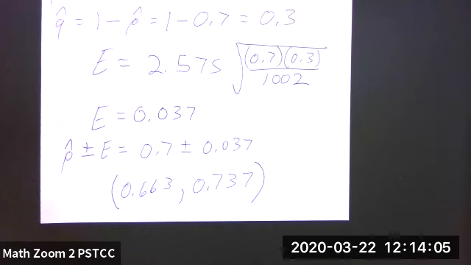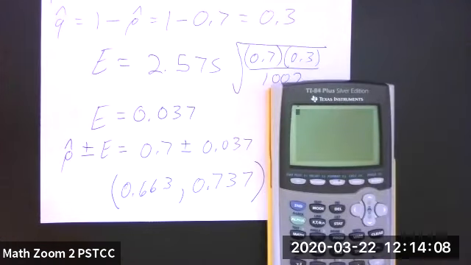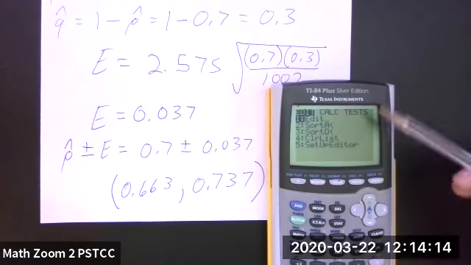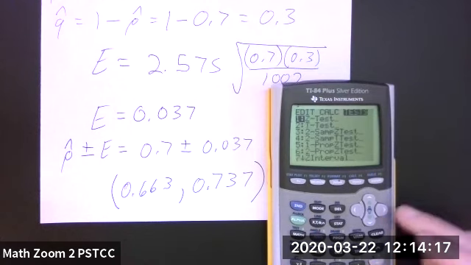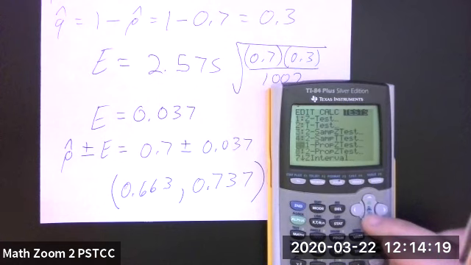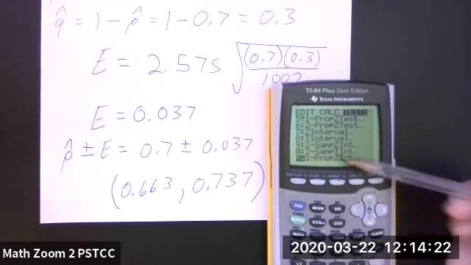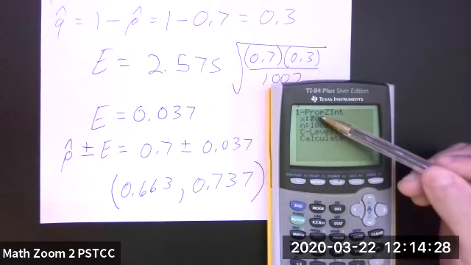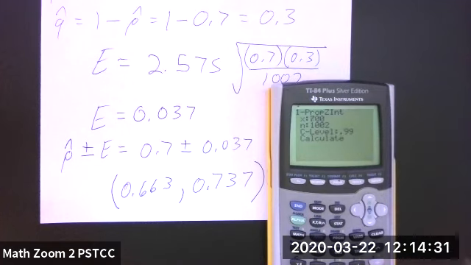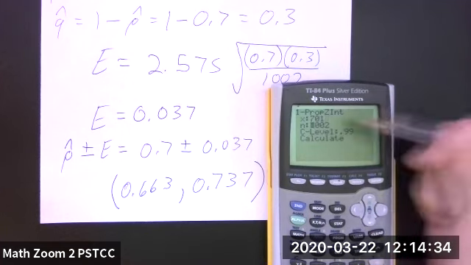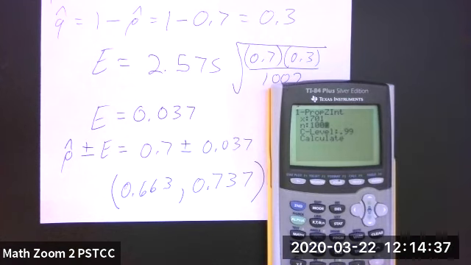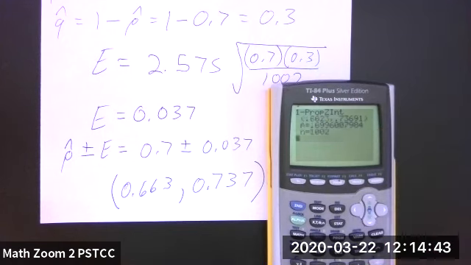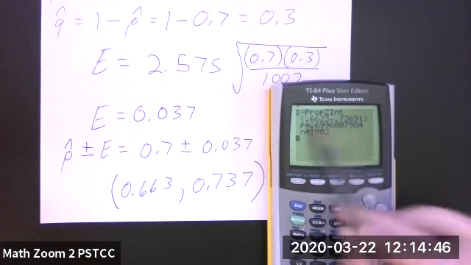Now we can check our solution on the calculator. If we go to Stat, use the arrow over to Tests, scroll down until you see 1-PropZInt. X is the number of successes, which is 701 in this case. N is the sample size, which is 1,002. The confidence level is 99%. And there we can see our solution.